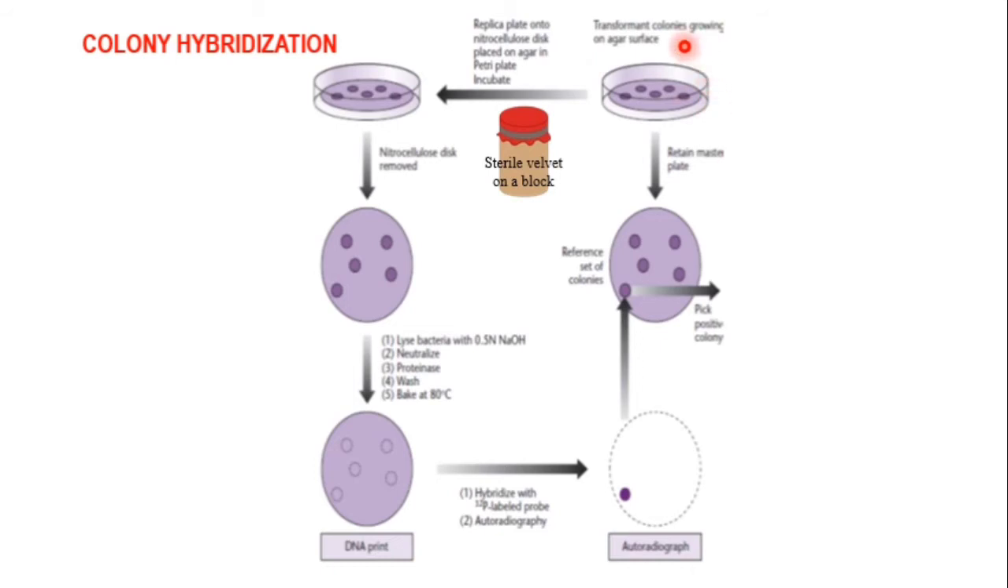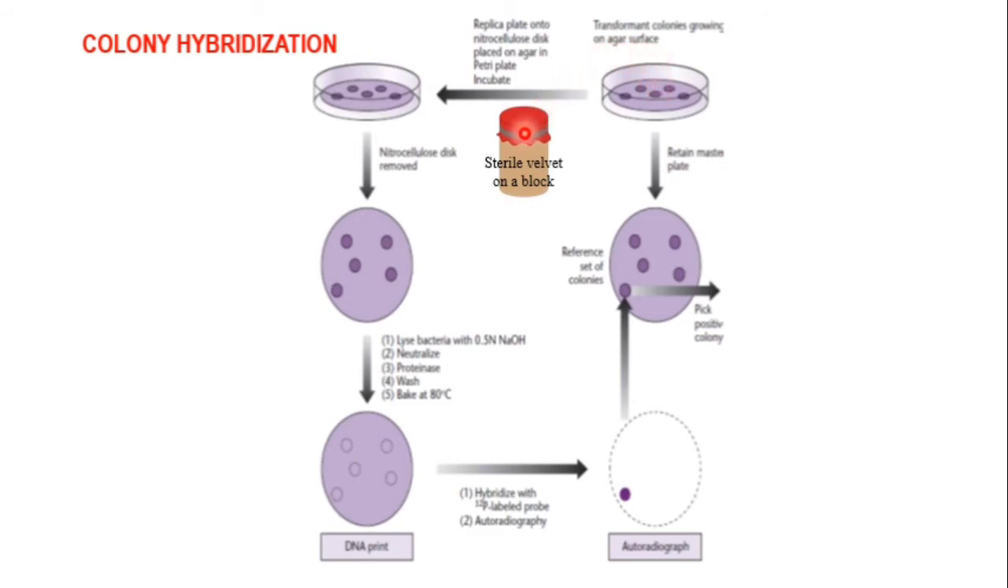This is the plate, and this plate contains different colonies. We have to isolate our desired DNA containing colonies from this plate. So we keep this transformed plate as a master plate, and using a sterile velvet block, we make a replica.